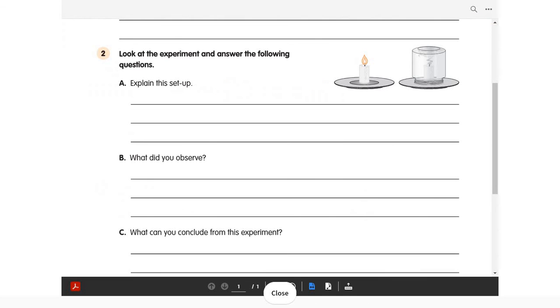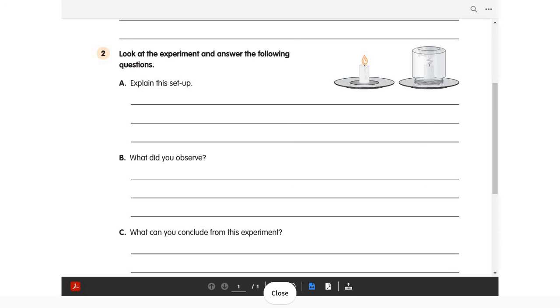Second question. Look at the experiment and answer the following questions. That is candle and glass jar experiment, right? Explain this setup. We saw this experiment through a demonstration video, right? Explain the experiment.